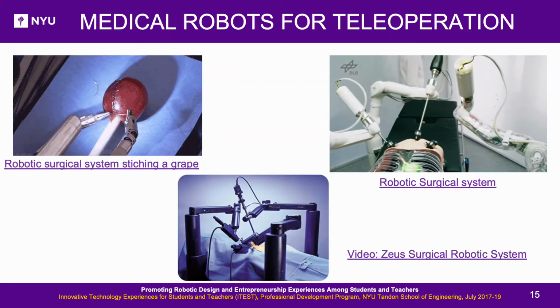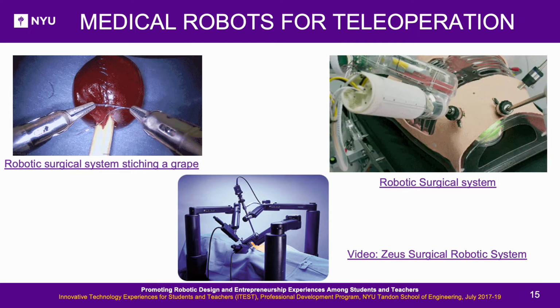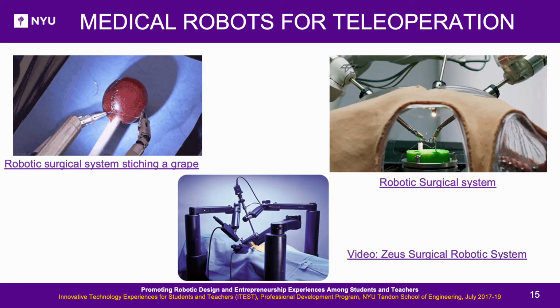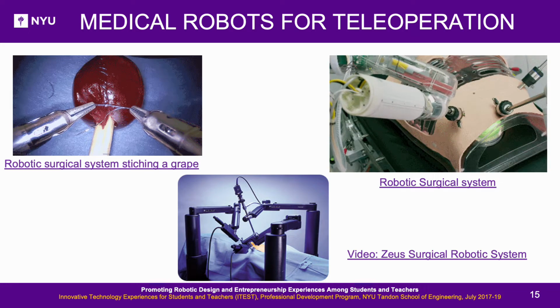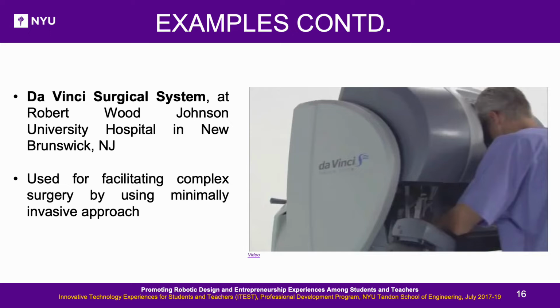Medical robots for teleoperation. Robots in medicine are used for clinical purposes to help the healthcare workers, surgical purposes to automate surgeries or systematically work alongside the surgeons and also enhance patient care. Here in this video we can see the Da Vinci surgical system, which is a robotic surgical system made by the American company Intuitive Surgical.